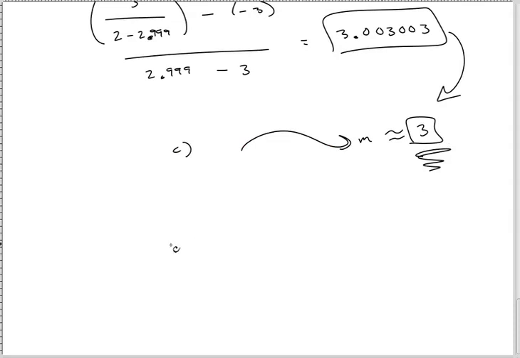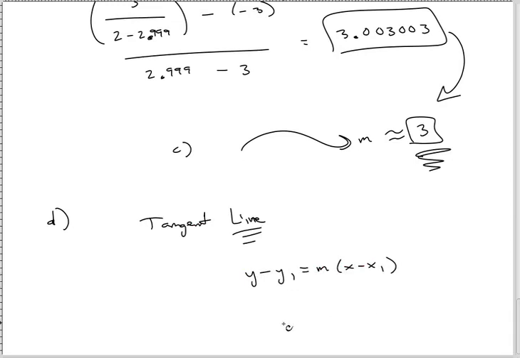But now they want part D, I guess. I don't know if it's really part D or whatever. But part D, they're wanting the tangent line equation. Okay, now this is where it gets a little different. My tangent line, there's a line equation, y minus y1 is equal to m times x minus x1. Do you remember that one?